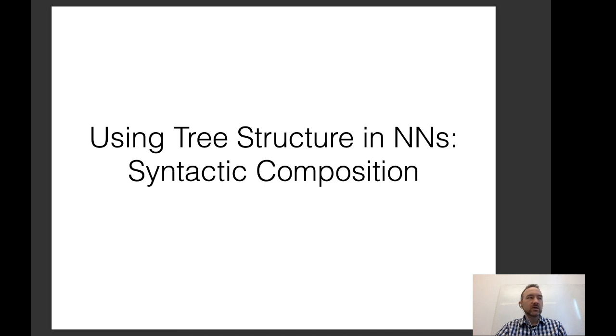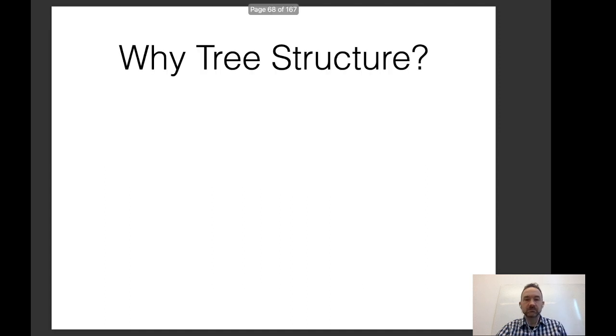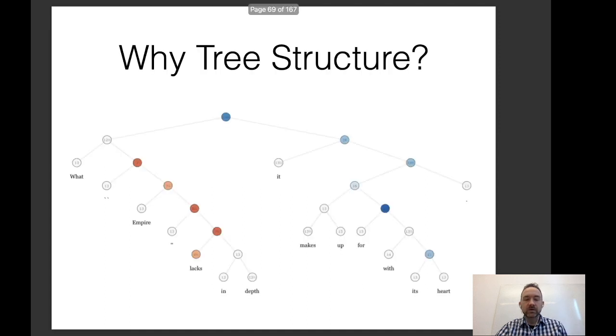So before I get into exactly how we do this, I'd like to make a brief aside about how we could use tree structures or graph structures in neural networks. One example of this is syntax-driven composition, or syntax-driven extraction of combination features. So why would we want to use a tree structure?